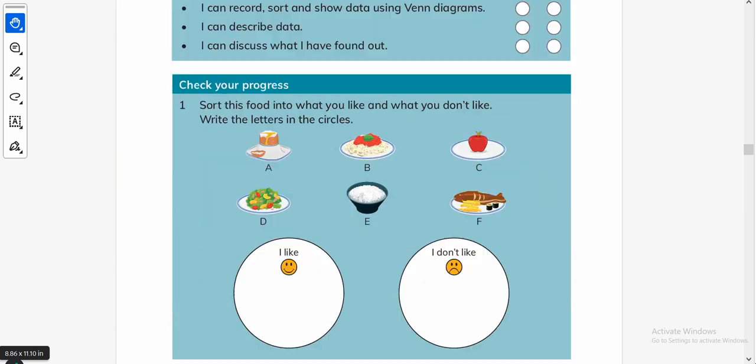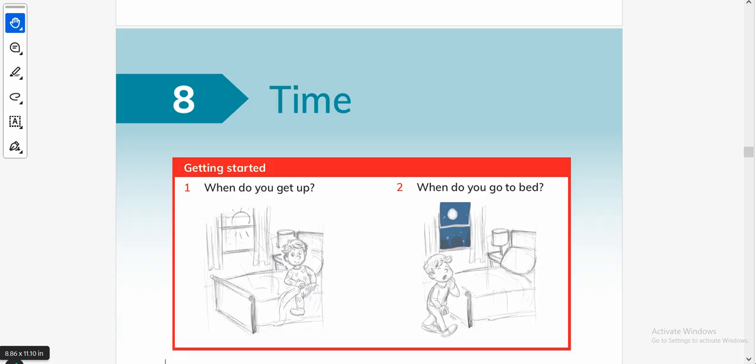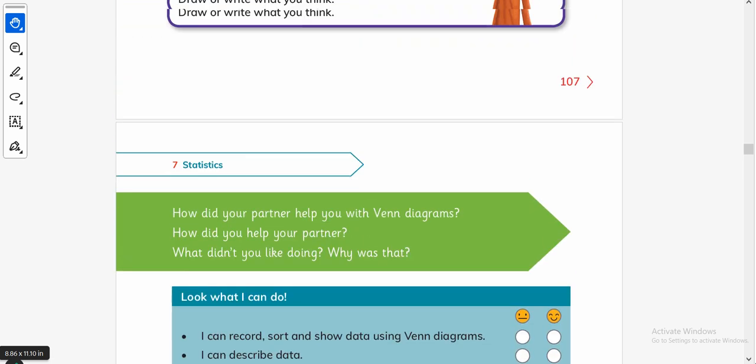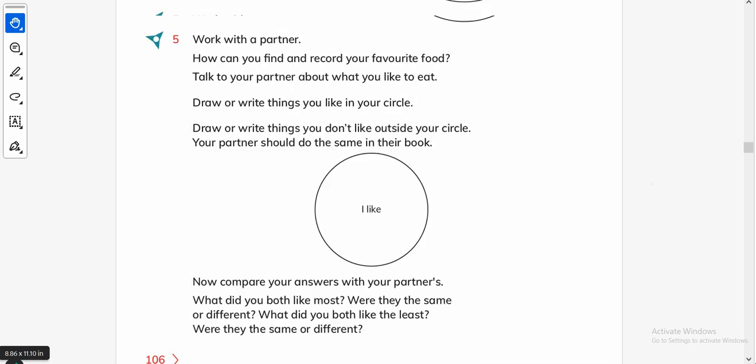When will this chapter end? It is okay. Only a few pages left, so let's do it.